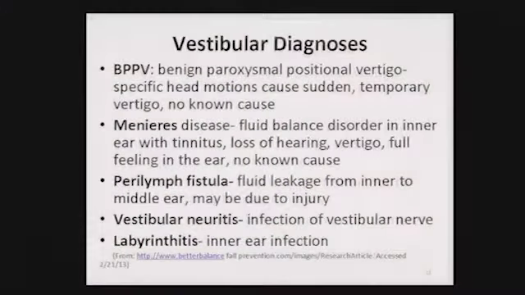Perilymph fistulas, and this is when you have fluid leakage. That fluid that is housed inside the inner ear is leaking from the inner to the middle ear. And that again could be due to injury or infection. Vestibular neuritis, most typically an infection causing inflammation of the vestibular nerve, and labyrinthitis, which is very common, ear infection.